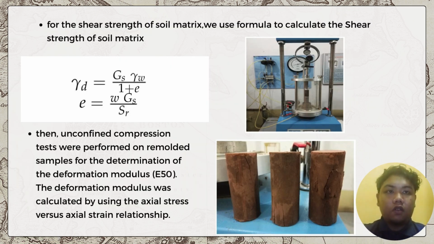For the shear strength of soil matrix, we use this formula to calculate it. Then unconfined compression tests were performed on remolded samples for the determination of the deformation modulus E50, and the deformation modulus was calculated by using the axial stress versus axial strain relationship.